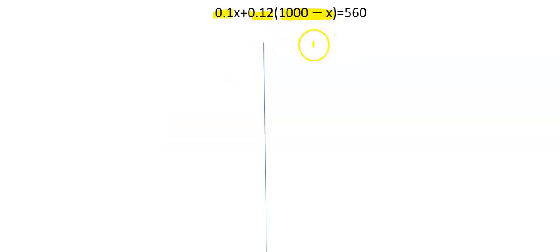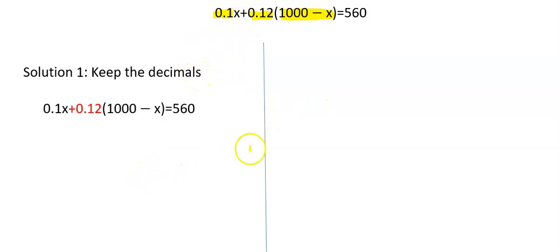We have two methods to deal with decimal equations. We can either keep the decimals, so we're going to distribute 0.12 to every term inside the parentheses so we can get rid of the parentheses. To distribute this to 1000, between 0.12 and the parentheses there's no symbol, so that means it's multiplication. So we're going to do 0.12 times 1000.